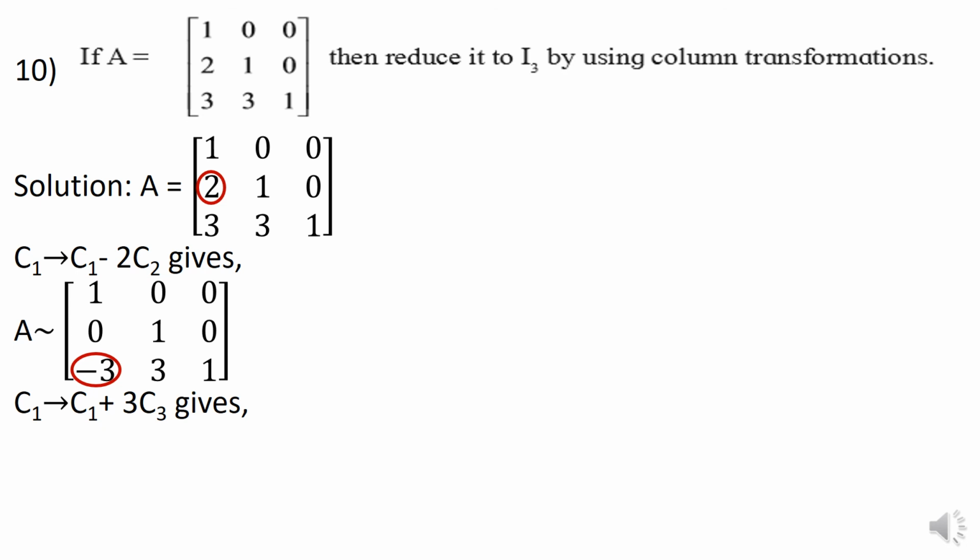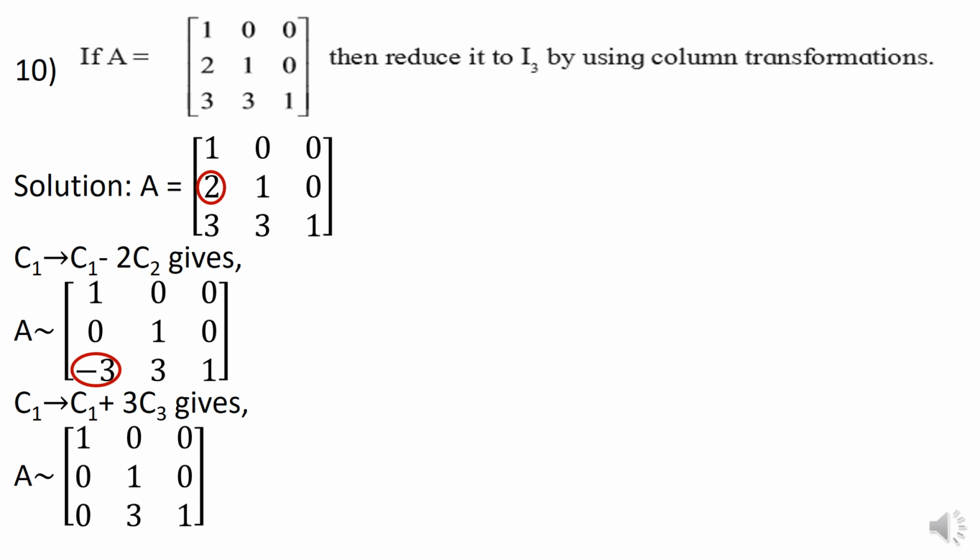Remember, we could have done C1 plus C2 and also got 0 in that position. But then the 0 which we got previously, where 2 was transformed to 0, would also change. We don't want this to happen. So we are doing C1 plus 3C3. Thus we get 0 in that proper position.